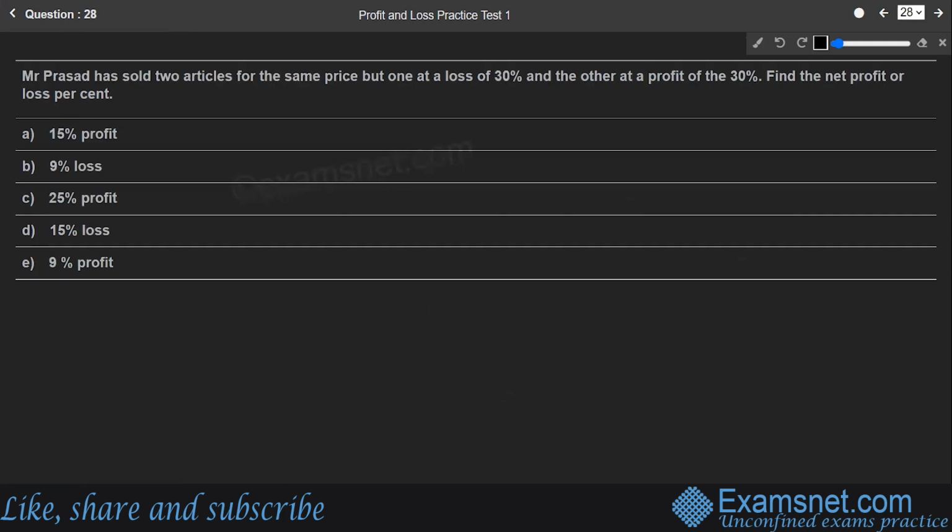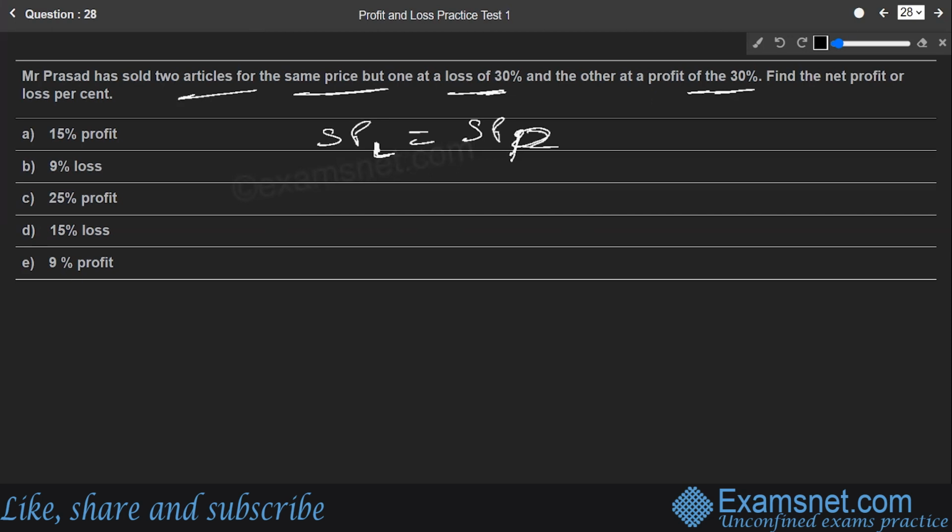Now, in the next question, Mr. Prasad has sold two articles for the same price, but one at a loss of 30% and the other at a profit of 30%. They say he sold two articles for the same price, that is, the selling price of the first deal is equal to the selling price of the second deal. But the first deal is at a loss of 30% and the second deal is at a profit of 30%. Find the net profit or loss percent. This is the question given to us.